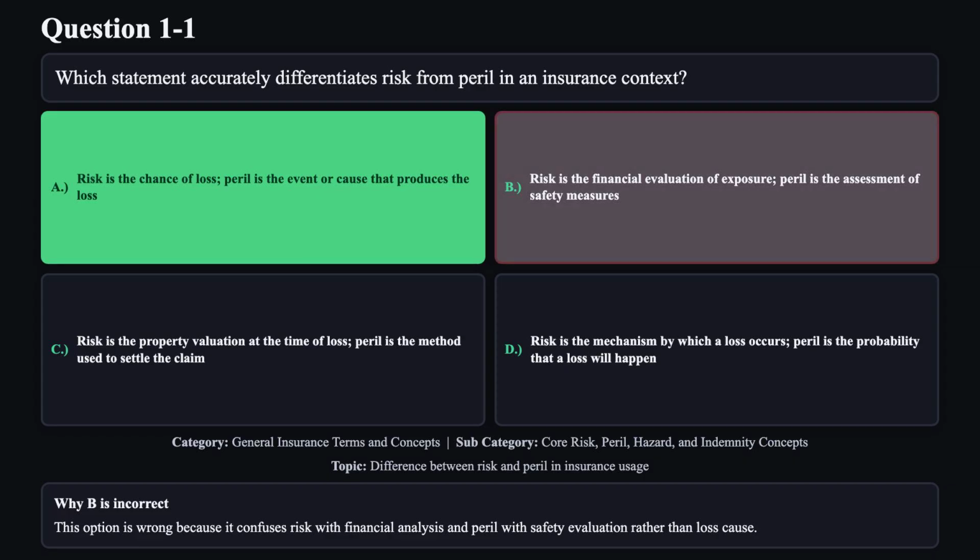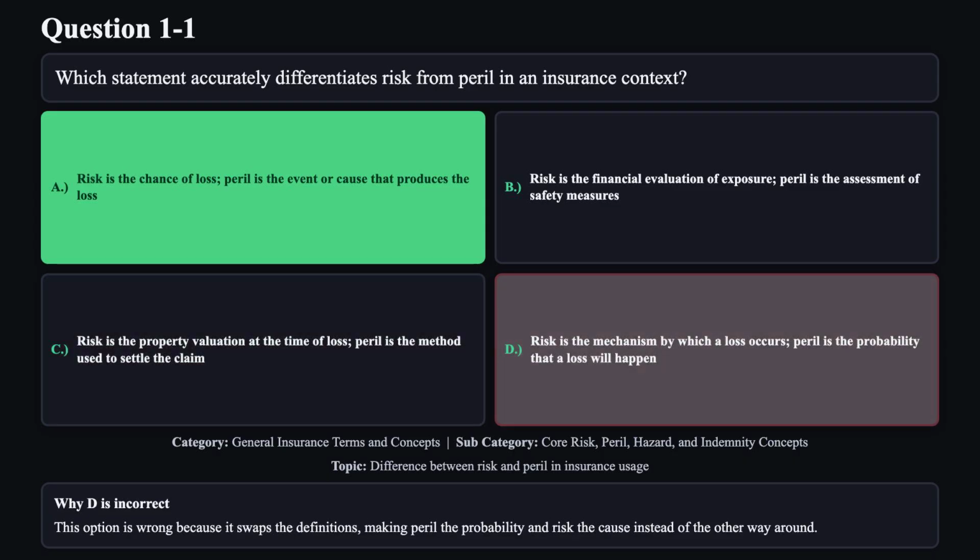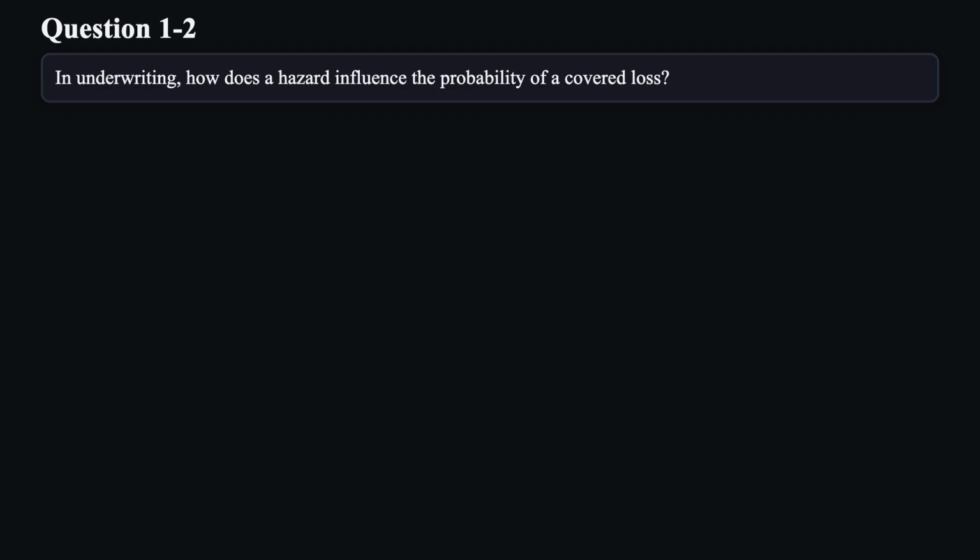Reason B is not correct. This option is wrong because it confuses risk with financial analysis and peril with safety evaluation rather than loss cause. Reason C is not correct. This option is wrong because it misattributes risk to valuation and peril to settlement methods, which is incorrect. Reason D is not correct. This option is wrong because it swaps the definitions, making peril the probability and risk the cause instead of the other way around. Question 2.